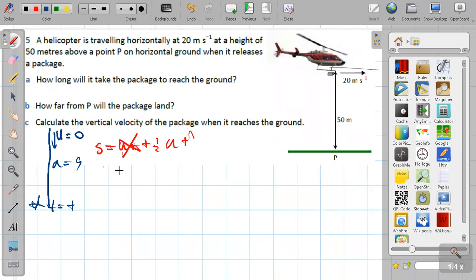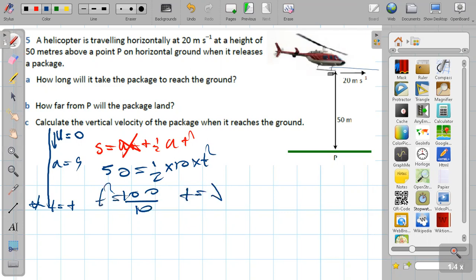So 50 equals half times 10 times t squared. So 100 over 10 equals t squared. t equals square root of 10.